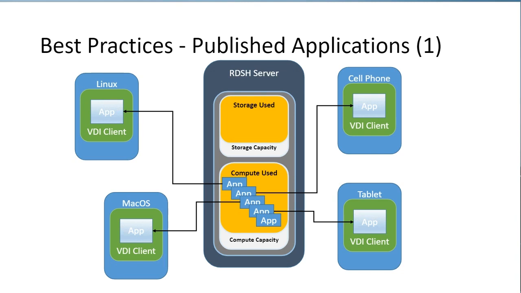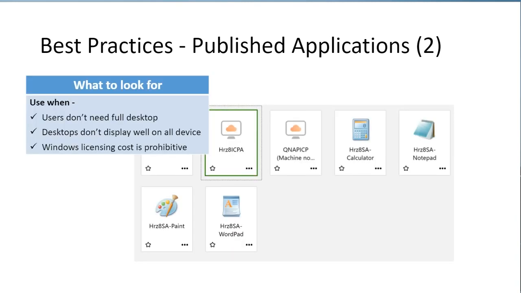However, not all applications are designed to be published and be in a multi-user role. So you need to make sure that the application does behave well when it gets published out. This is what published applications look like. Usually the VDI connection server will spit out a list of the applications or desktops that are available for the users. So that comes from the connection server.